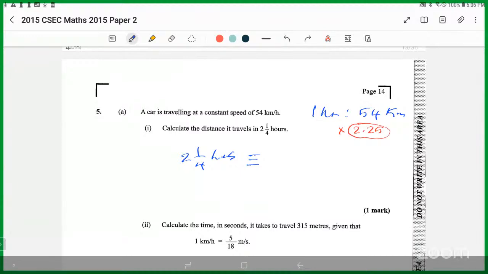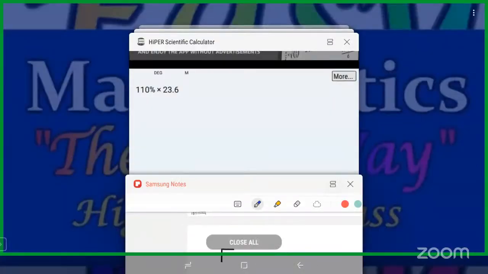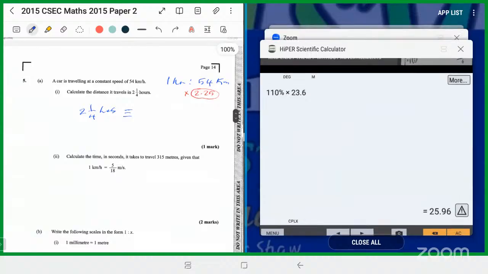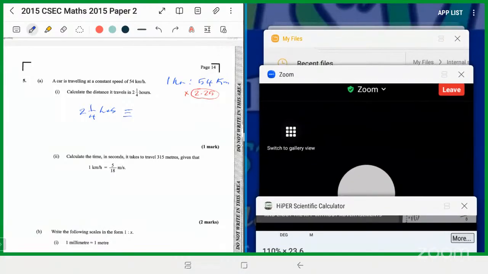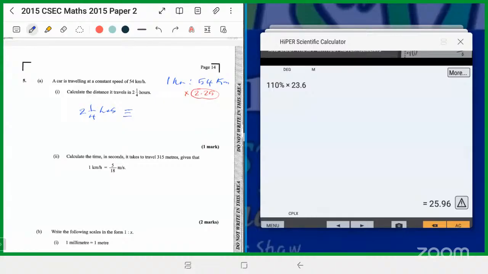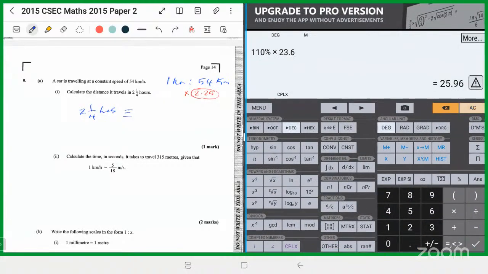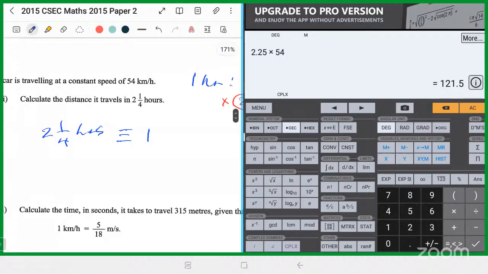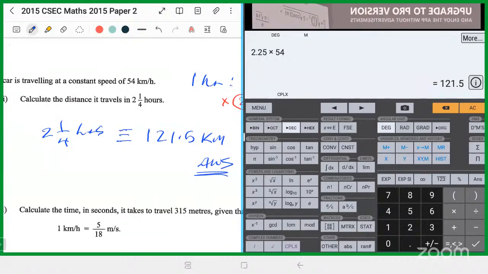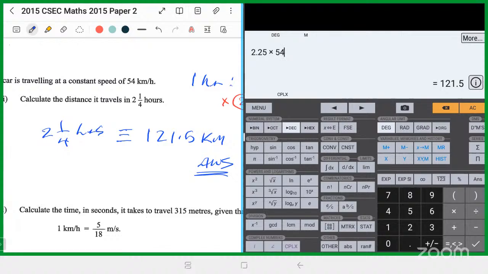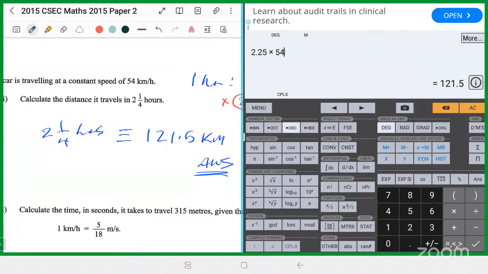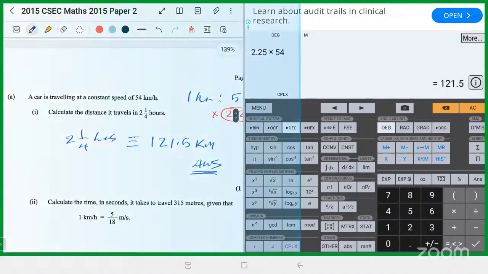Let me get the calculator for that. So 2.25 times 54 is 121.5. 121.5 kilometers is the distance it goes in 2.25 hours. If you use speed equals distance over time, you get the same answer. Okay with that? Yes, sir.